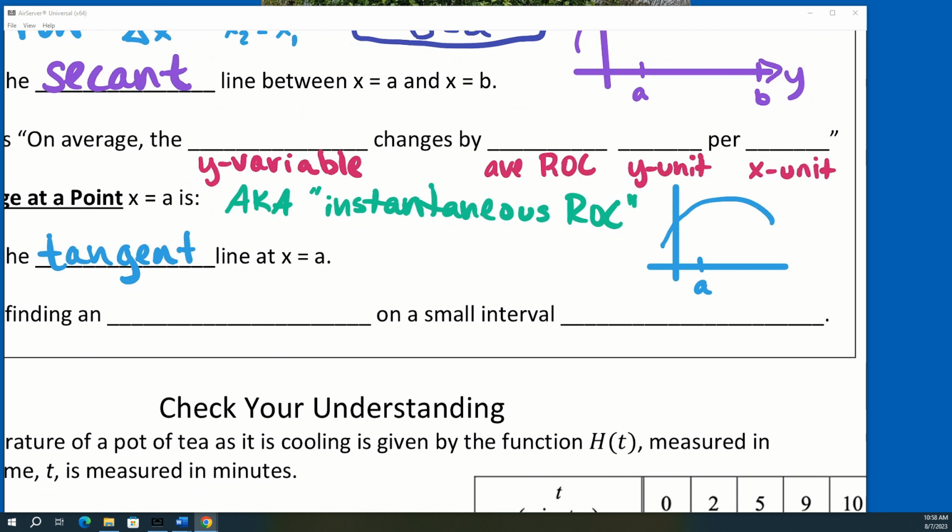All right, so when we're doing the rate of change at a point, we only need 1 point. And a tangent line just scrapes the graph at that point. Kind of goes with the flow of the graph and just scrapes it at that point.